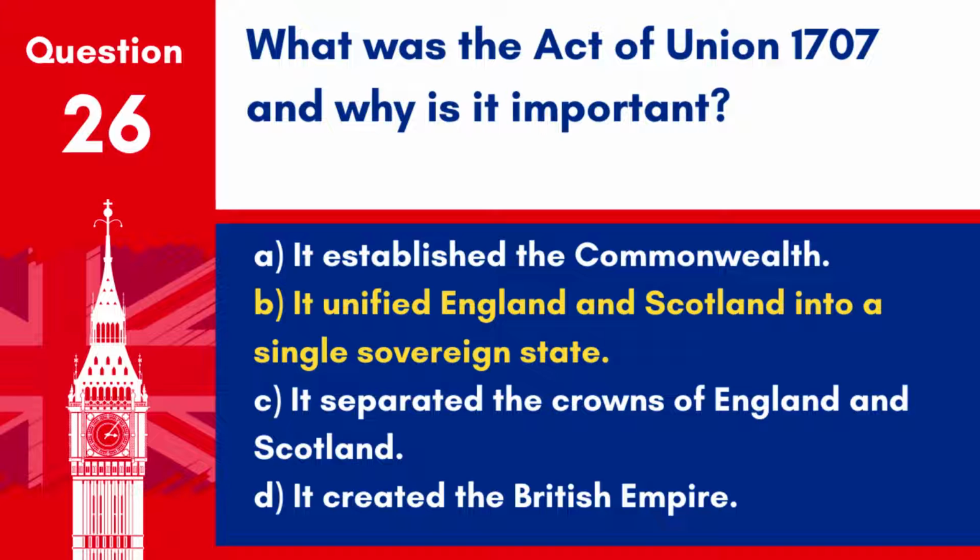Answer B. It unified England and Scotland into a single sovereign state. The Act of Union 1707 is important because it unified England and Scotland under the name of Great Britain, centralizing political power and leading to economic and political stability.